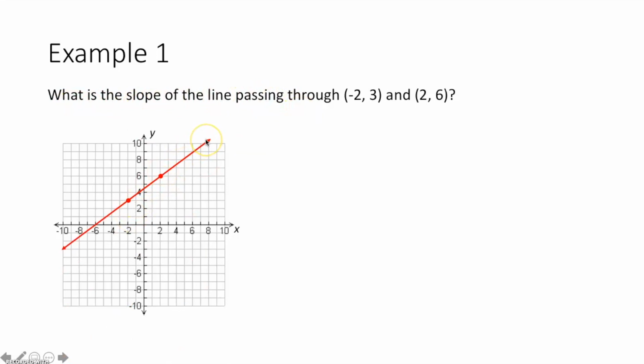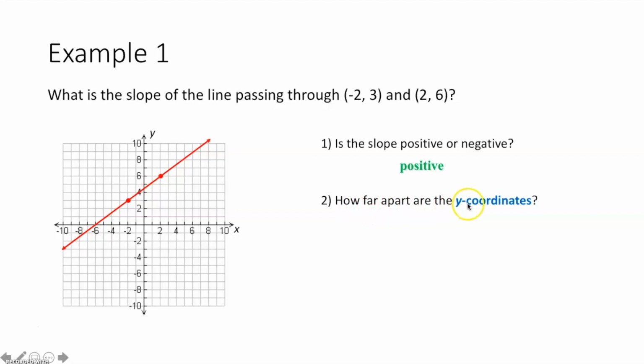Sweet. Now we don't have a formula yet. We just have a graph. Okay, we'll get to the formula in a second. For right now, with our graph, you can still determine the slope. How do we do that? Well, first, is this slope positive or negative? It's going up and to the right. Because your line is going up and to the right, your y values are increasing as your x values are increasing. You know that this is going to be a positive slope. Whatever we get should be a positive number. Next, how far apart are the y coordinates?